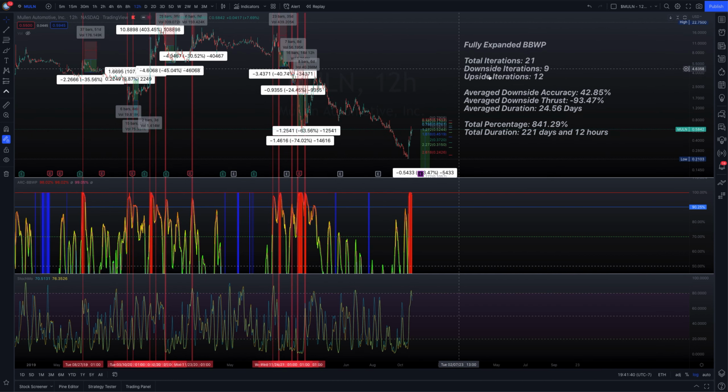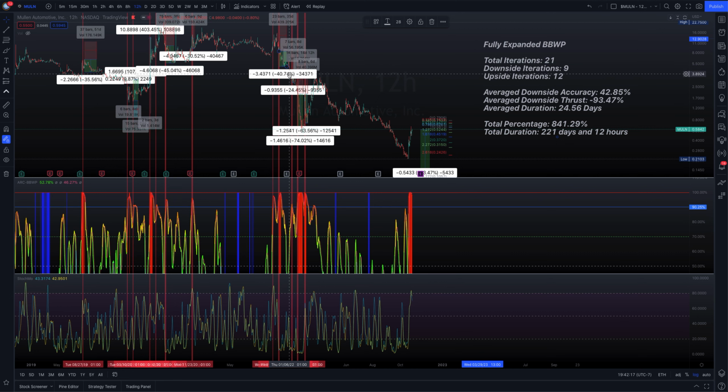Okay, so out of a total of 21 iterations, we have 9 that have guessed the downside correct, and 12 that have guessed the upside correct, which gives us an average downside accuracy of 42.85% with an average downside thrust of about minus 93.47% over the span of approximately 24 and a half days. That's just close to a month, a little over 3 weeks, right, guys? So this is a proof of work right here for you guys to be able to see.